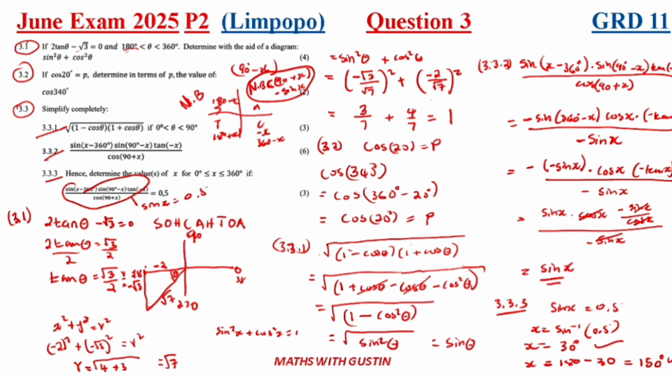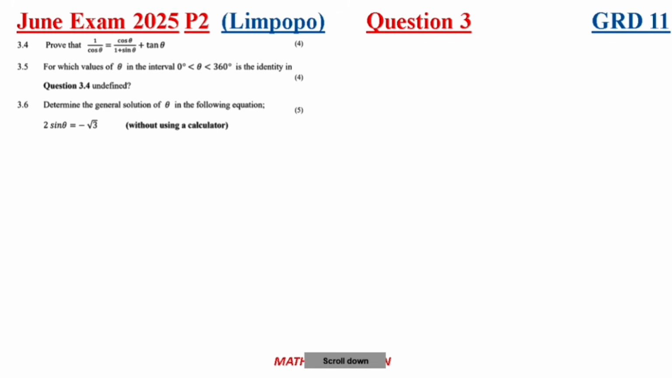Right, so let's move on to 3.4. 3.4 is an identity. It says here, prove that this 1 over cos x is equal to this on this side. Now here, ladies and gentlemen, normally we'd start at the left hand side with an identity, but if you look at our left hand side, there isn't much to carry on from on that side. So let's just take it from the right hand side.